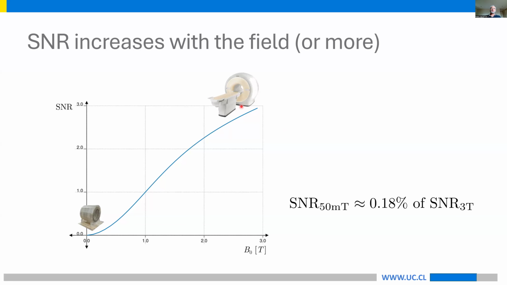And that's great because the more signal you have, the better. Now we're building something which is in the order of 50 millitesla. So the SNR, the signal to noise ratio, is approximately 0.18% of that of a 3T. Yeah. So that's a main challenge that we have. The noise is way high compared to the signal.